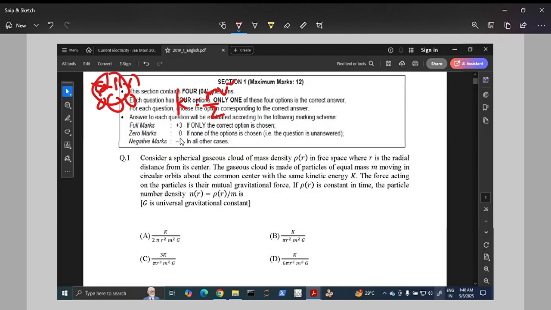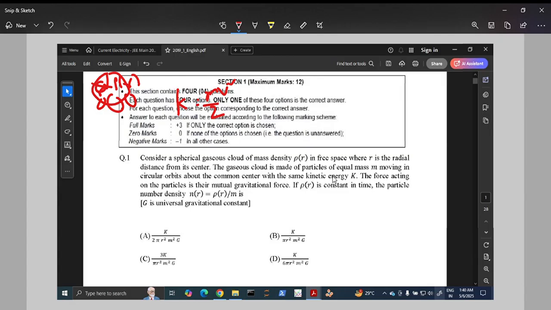The force acting on the particles is their mutual gravitational force, and if rho(r) is constant in time, the particle number density n(r) is to be found, among which option is correct. So the particles move in circular orbits about the common center with the same kinetic energy, K is equal to mv squared by 2, and the force acting on the particle is the mutual gravitational force.